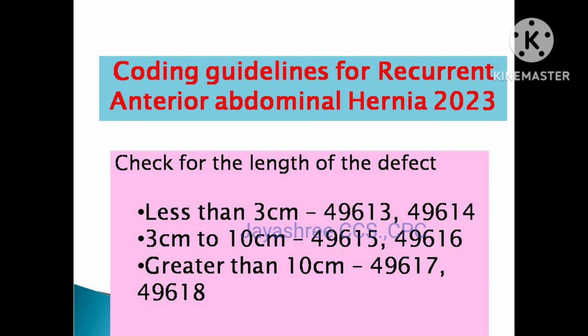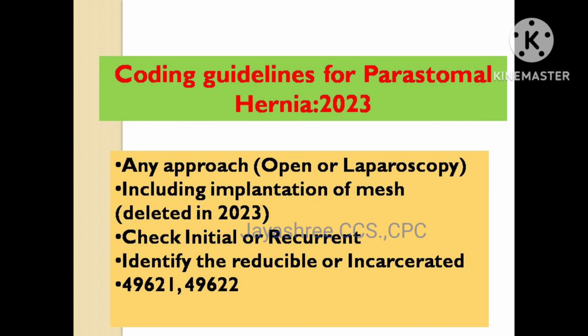Okay, these are the changes in 2023 for anterior abdominal hernia, and one more type also changed in 2023, that is parastomal hernia. So for parastomal hernia, there is no need to check the approach. For both open and laparoscopy approach there is only one code we need to use. And here also implantation is included, because the implantation of mesh code is deleted in 2023.